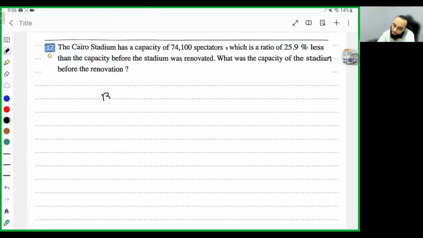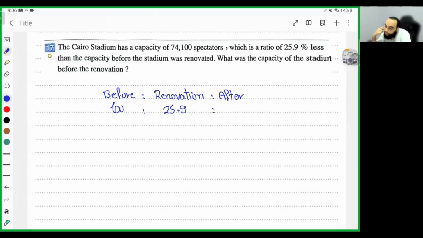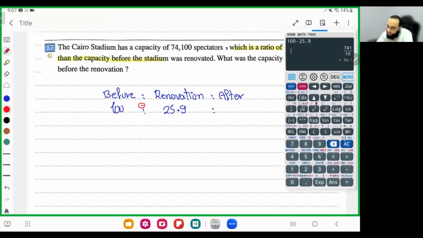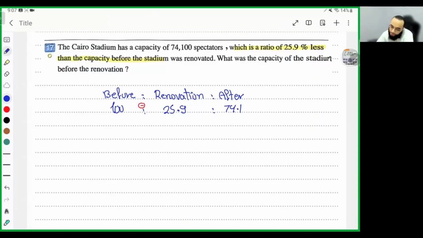Okay, so I'll write before, the renovation itself, and after. Before is always 100 and the renovation percentage is 25.9. Did it decrease or increase? It's a ratio 25.9 less than the capacity before. Less than means decreased. Then you have to subtract them: 100 minus 25.9 is 74.1.